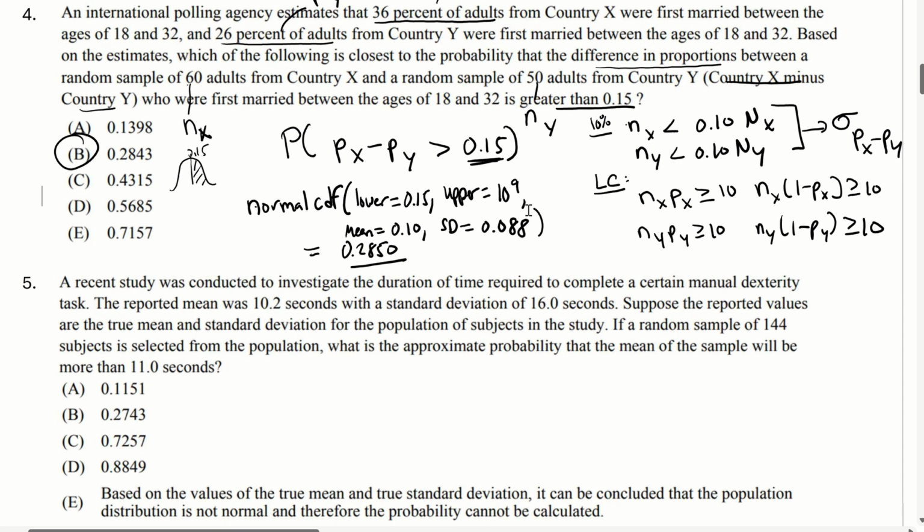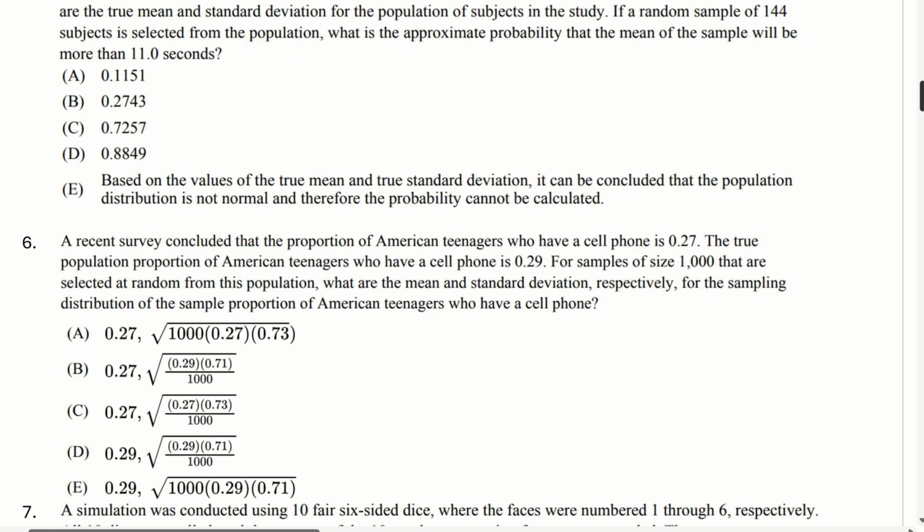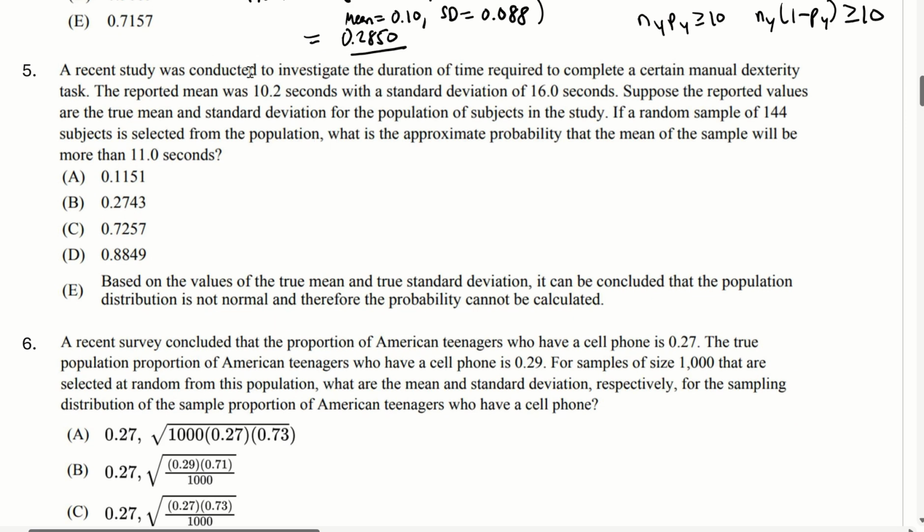All right, so it's a lot going on, and I just like to take time on it just to make sure that you understand every single facet of the problem. All right, so number 5, a recent study was conducted to investigate the duration of time required to complete a certain manual dexterity task. The reported mean was 10.2 seconds with a standard deviation of 16 seconds. Suppose the reported values are the true mean and standard deviation of the population. Okay, so suppose that those are the true values, so mean, standard deviation.